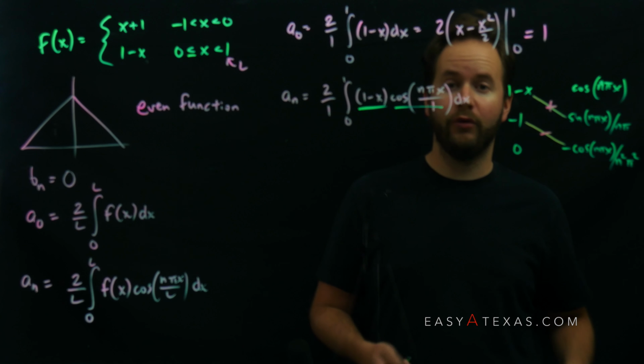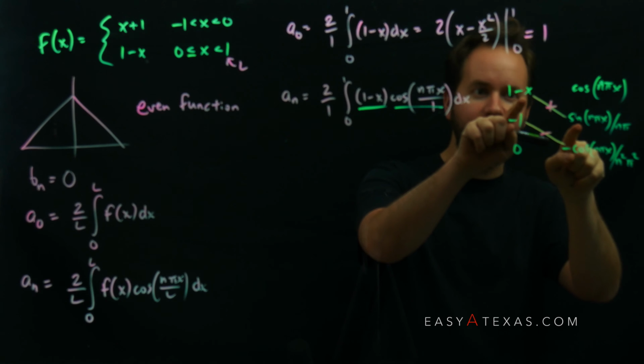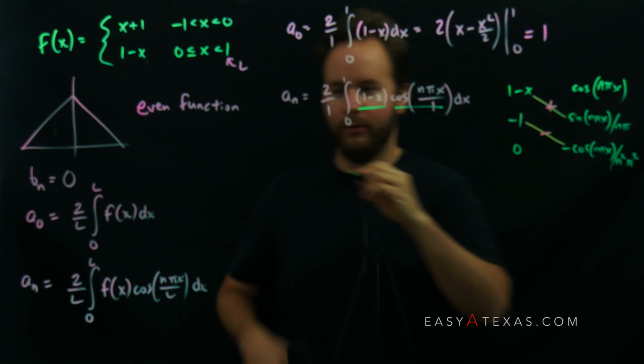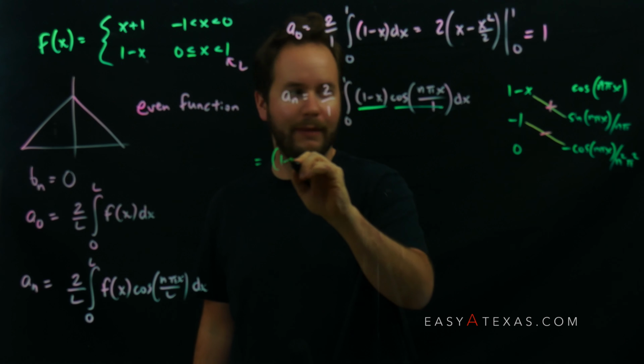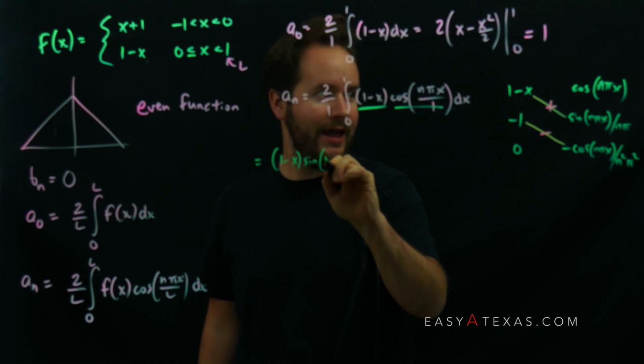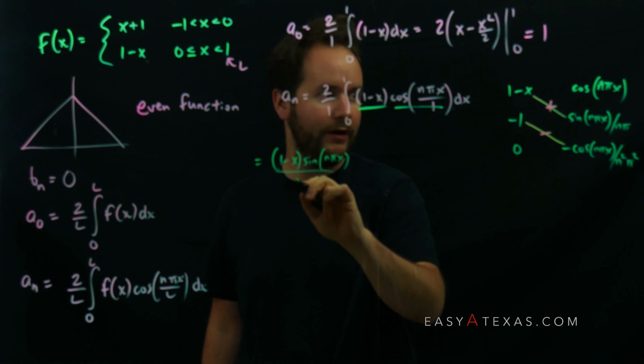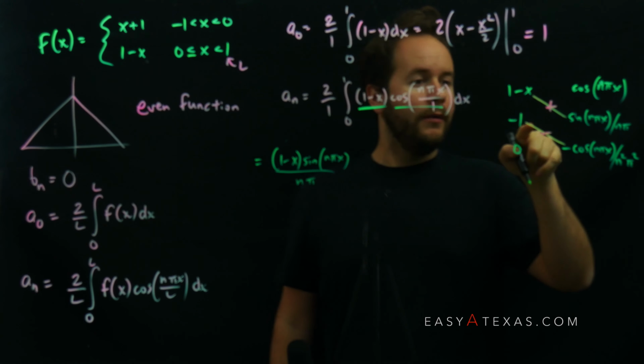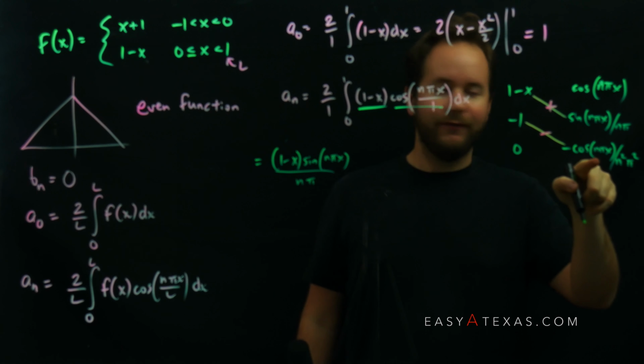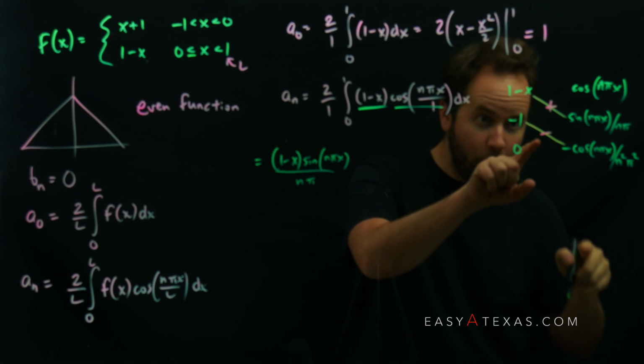Our answer for the integration by parts is the product of these two terms without a sign change. So we're going to have equals 1 minus x sine n pi x all over n pi plus -1 times negative cosine n pi x over n squared pi squared with the sign change.